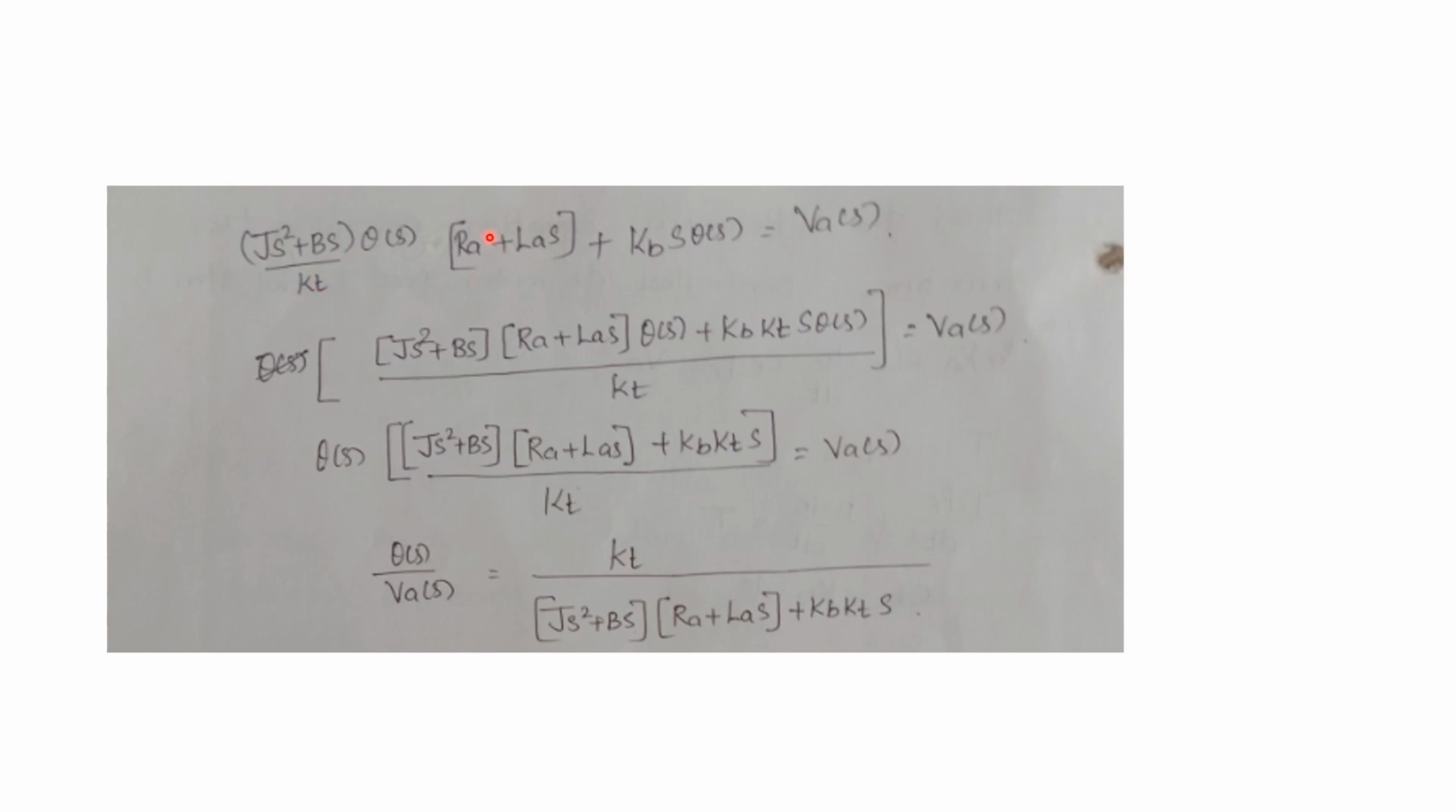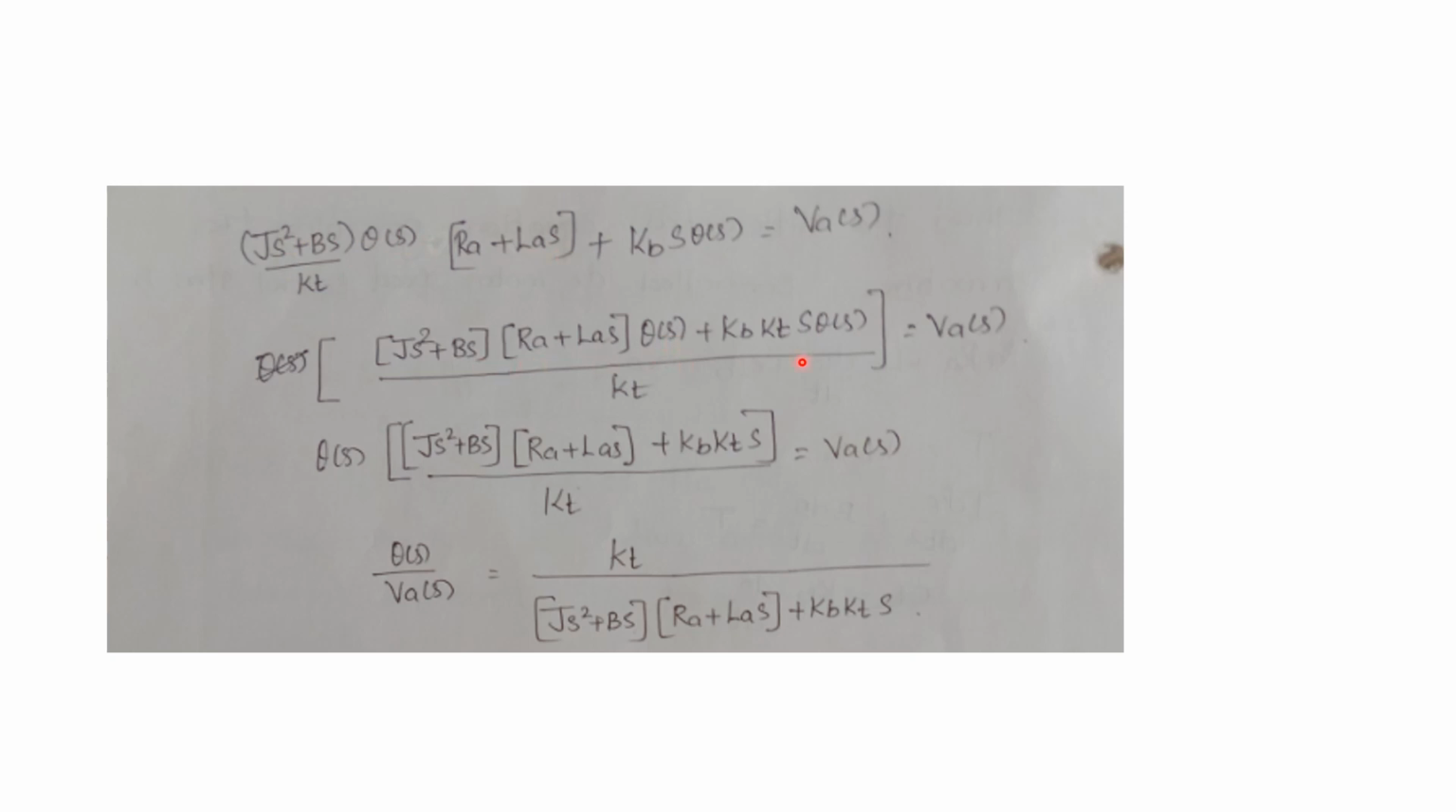But here we have two elements. This is the first element plus this is the second element. So we have to bring the common denominator, then only we can take this theta of s outside. For that we have to take the LCM. LCM will be KT. KT is not there in the second term, so we have to multiply the numerator by KT. So it comes here while finding the LCM. All these terms should be written here.